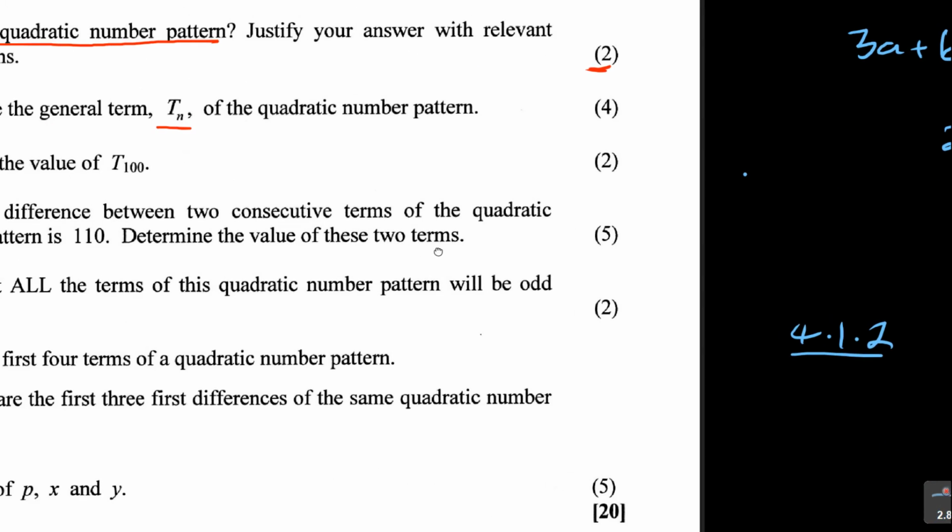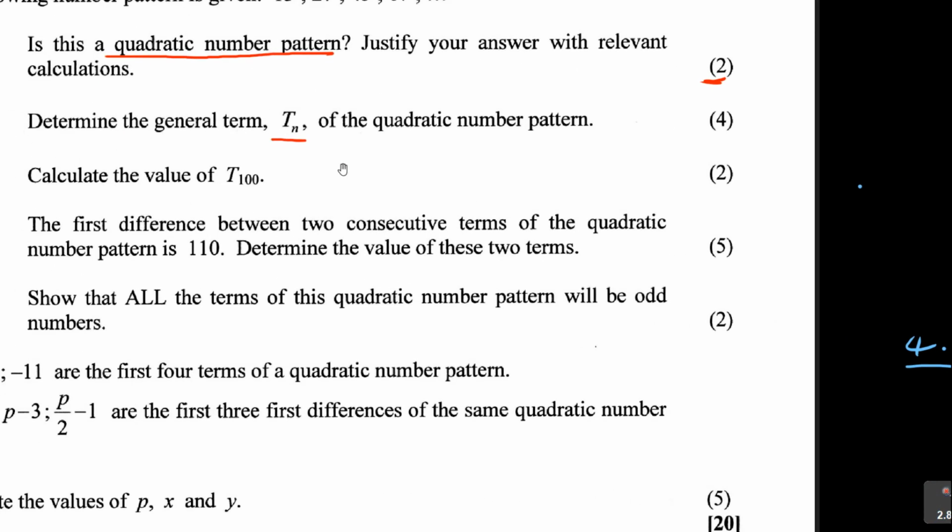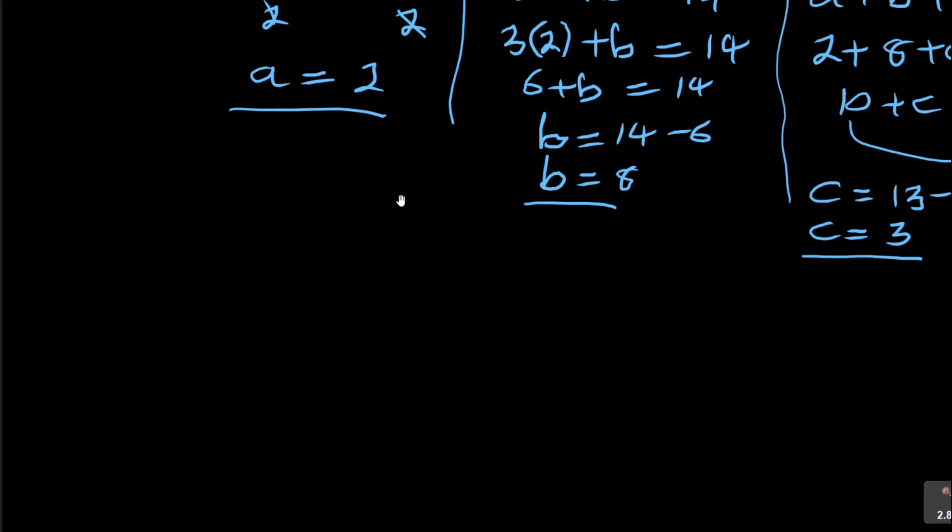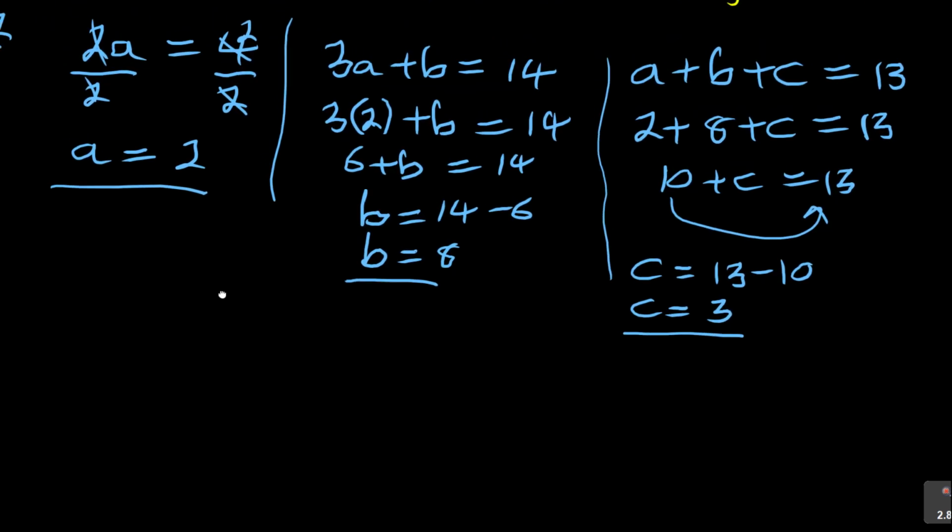So the question was, determine the general term Tn. So you need to know how to write the general term. It's quadratic. And how do you write the quadratic? Let me start from where it's coming from. Now the word quadratic means it's what? It's ax squared plus bx plus c. That's what quadratic means. It's a quadratic expression.